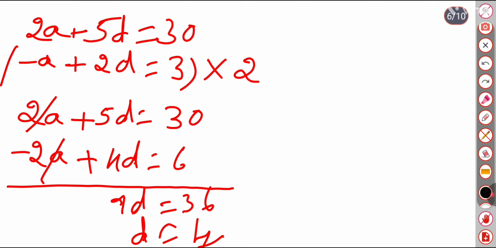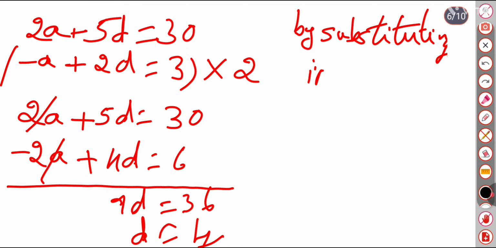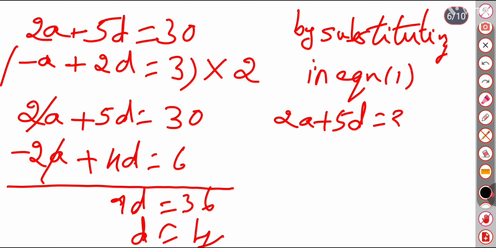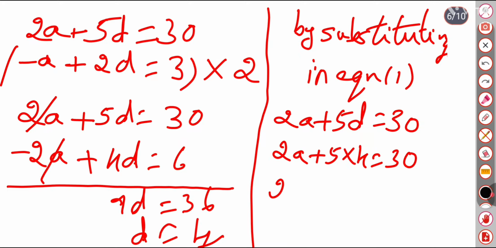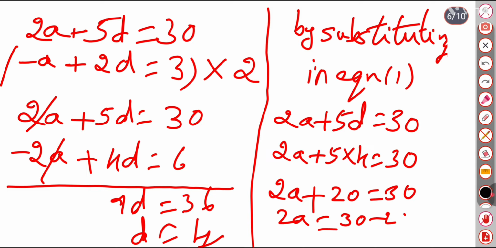Now by substituting in equation 1, 2A plus 5D is equal to 30. 2A plus 5 into 4 is equal to 30. 2A plus 20 is equal to 30. So 2A is equal to 30 minus 20, which is 10. So A is equal to 10 by 2, which is 5. So A is 5 and D is 4.